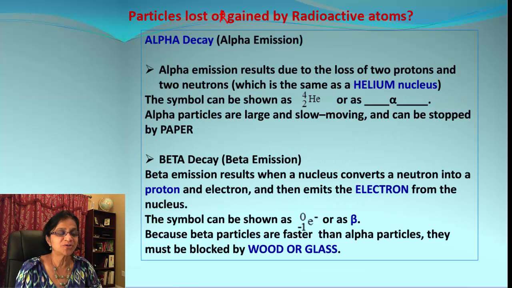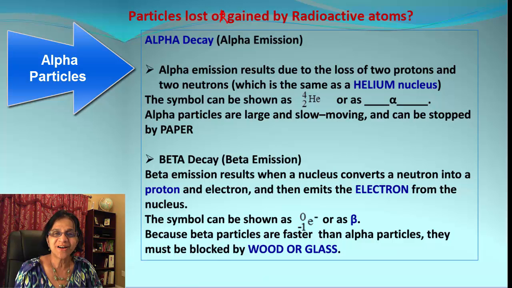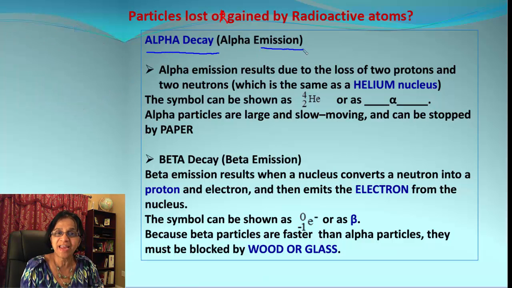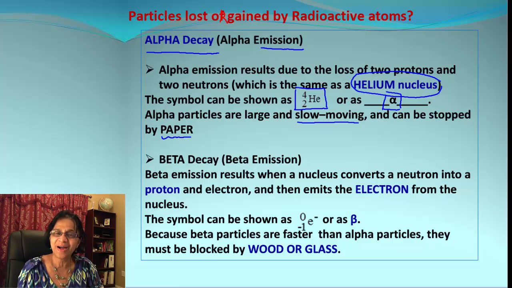Now let's talk about particles that are lost or gained by radioactive atoms. One of them is the alpha particle. We call it alpha decay or alpha emission. These are nothing but simply helium nuclei, which we represent as helium with mass number 4 and atomic number 2. We can also denote that with the sign alpha. These are slow moving particles. They can be easily stopped just by holding a paper in front of them.